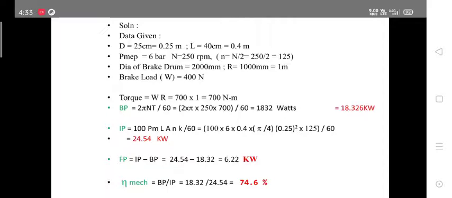The only difference is the values might be in the brake drum diameter. It might be in kg, or sometimes we might give it in radius directly. Instead of the diameter of the brake drum, we may mention the radius of the brake drum. So please take care whenever you are reading a problem, write the given data clearly, and whatever values you get after solving, you can re-verify.